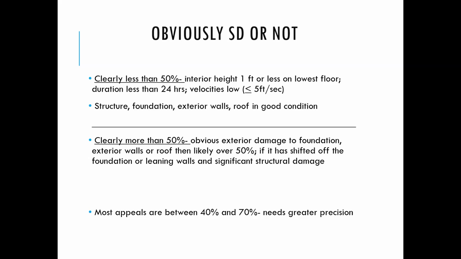So most of the appeals are going to be between 40 and 70%, and that's where we need the greater precision, and that's why you categorize your most medium damaged structures to be assessed first. So yeah, this is where we need to probably generate the detailed reports and then be able to carefully go through each of those elements to make that determination of whether or not it's 50%.